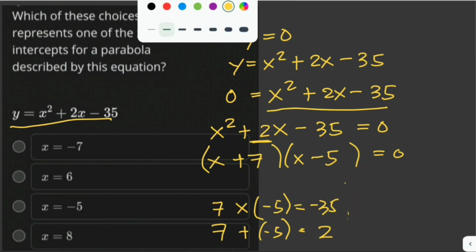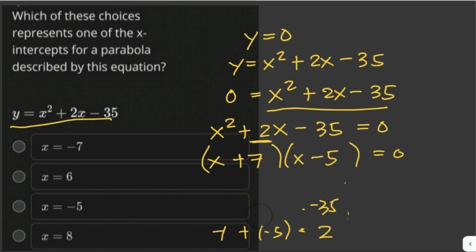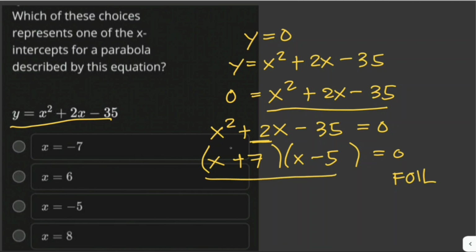So now we have our factors. So we can write our equation as x plus 7 times x minus 5 equals 0. Now you can always check this by multiplying x plus 7 times x minus 5 using the FOIL method to check whether these factors would equal x squared plus 2x minus 35. Okay, now let's equate our factors to 0 to solve for the value of x.